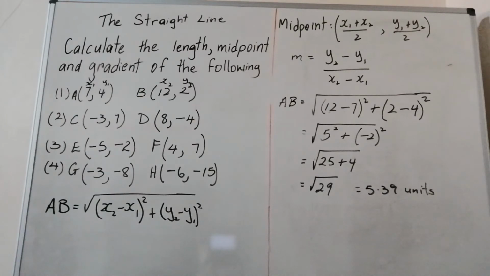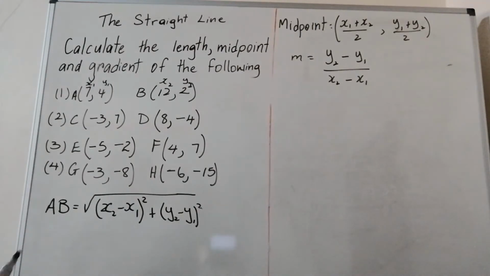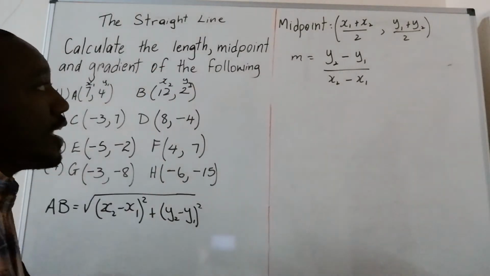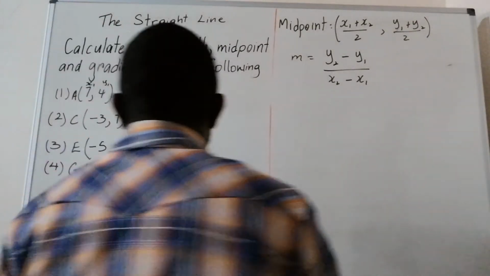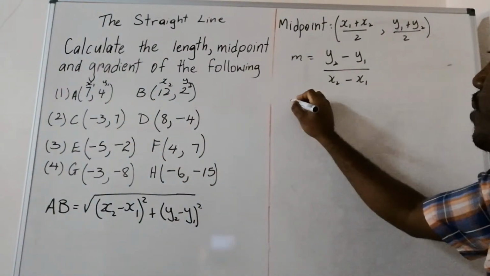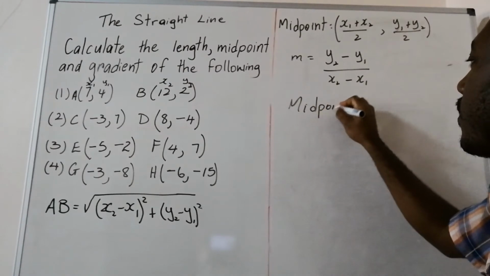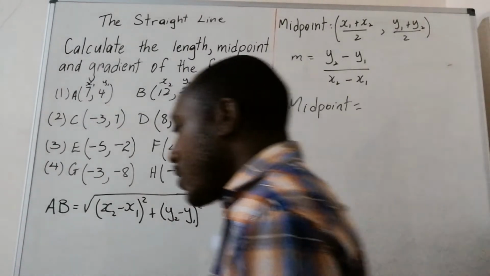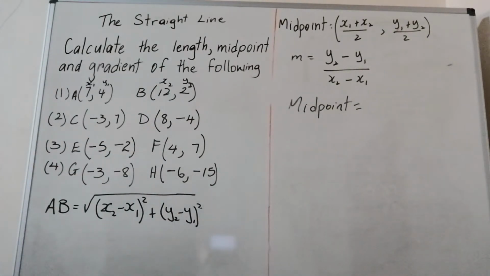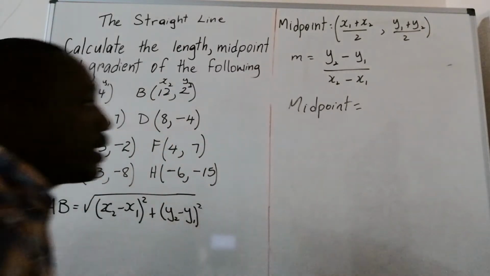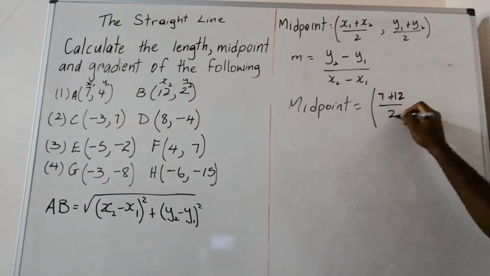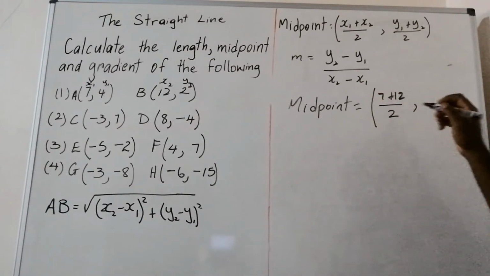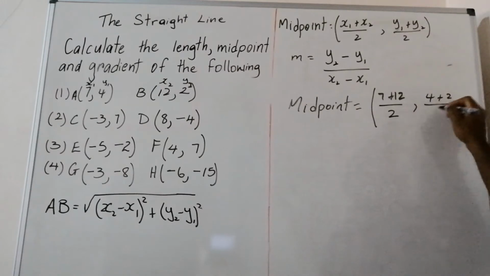So the next thing we'll do is find the midpoint of AB. Now the midpoint. Let's remind ourselves that the midpoint is x1 plus x2 divided by 2 and y1 plus y2 divided by 2. So x1 again is 7. So the midpoint is equal to x1 plus x2, so x1 will be 7, x2 will be 12. That will give us 7 plus 12 divided by 2, and the y value will be y1 plus y2, which will be 4 plus 2 divided by 2.